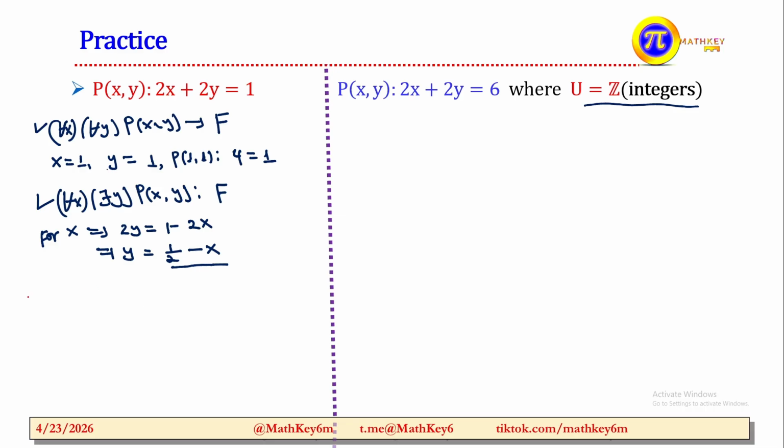What about the next one? The next one, that means we have there exists x for every y such that it satisfies the property P(x,y). What about this?